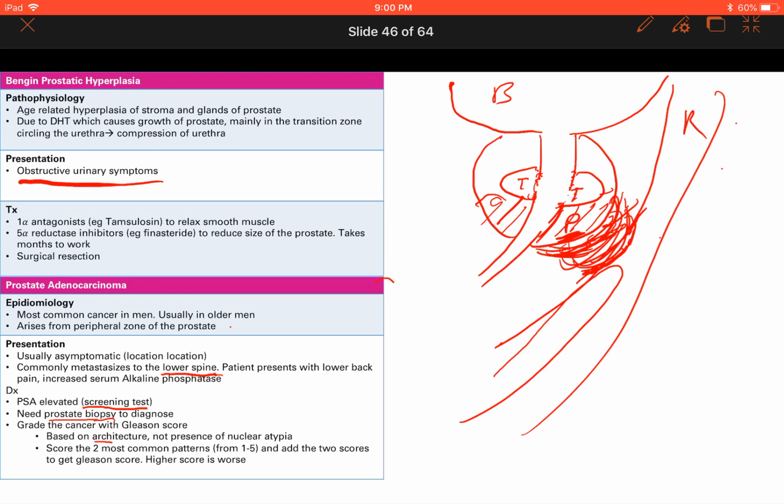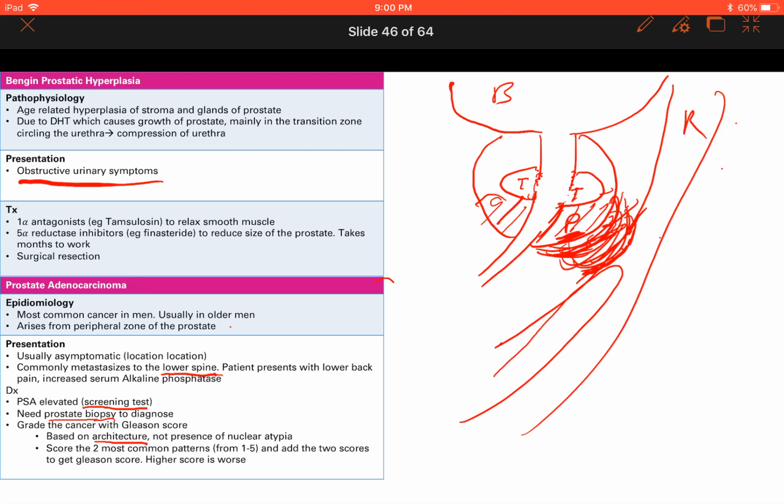And this is actually based on the architecture. It's not based on the presence of nuclear atypia. So this is a little different from most cancers. There's a bunch of patterns that you can see on the biopsy, and you're going to take the two most common patterns that you're going to see, and you're going to score it from 1 to 5, with 5 being the worst. You add the two scores together.